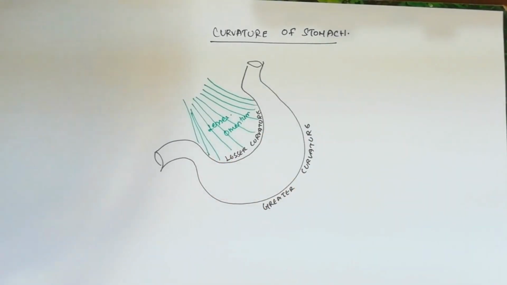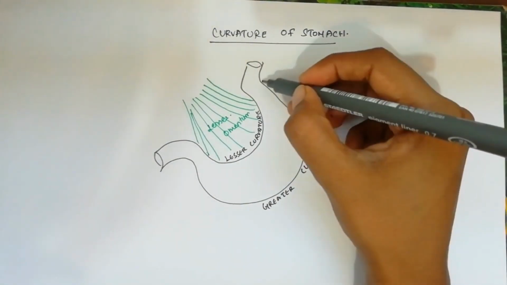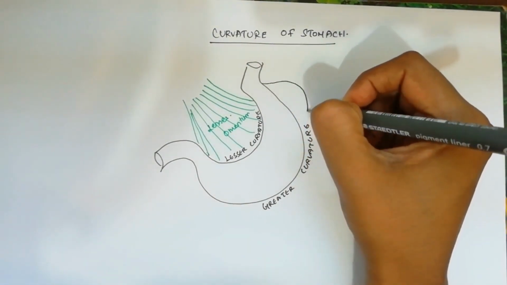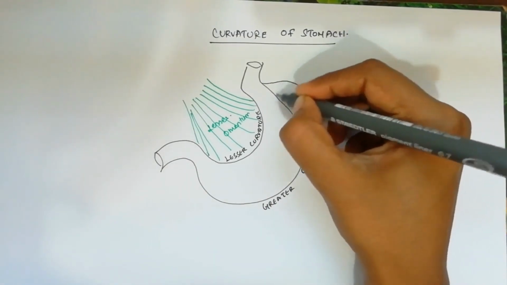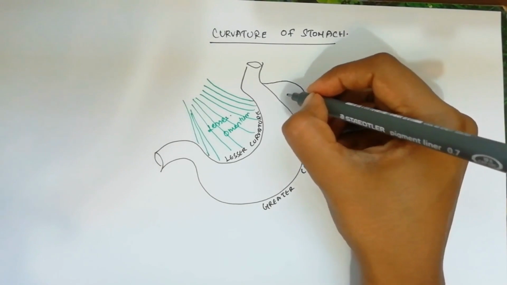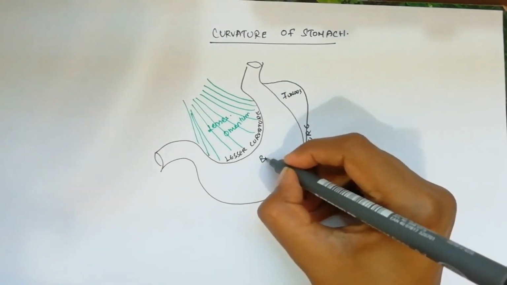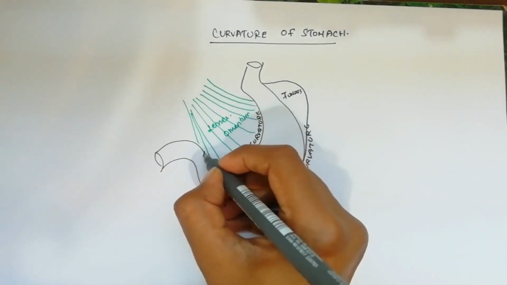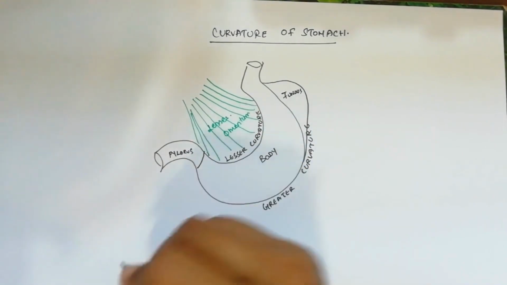And towards the greater curvature, here we have got a bulging, and then it continues as a curve, and this part is called the fundus of the stomach. So this is the fundus of the stomach, and this whole thing is the body of the stomach, and here we have got the pylorus part. So these are the three subdivisions we have got.